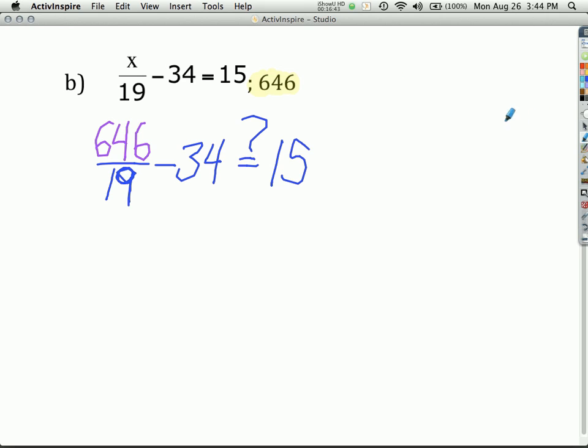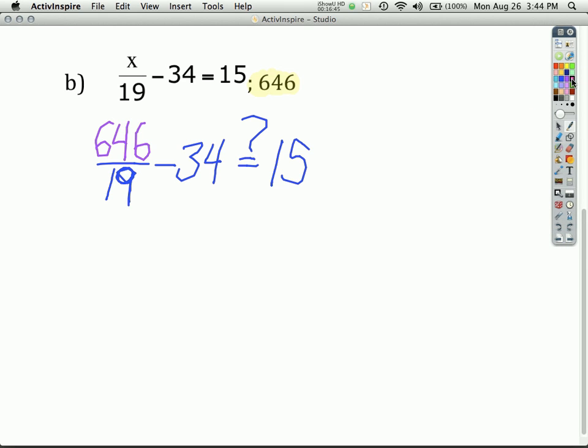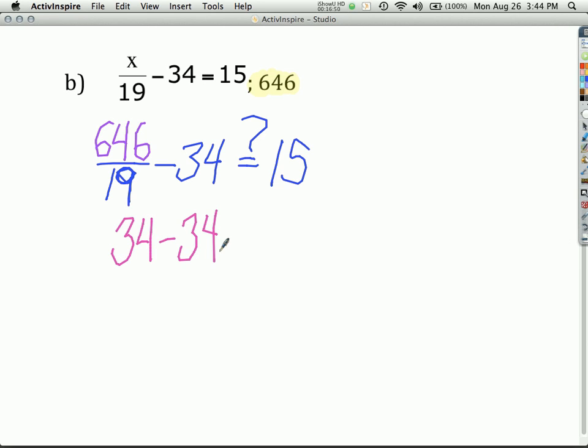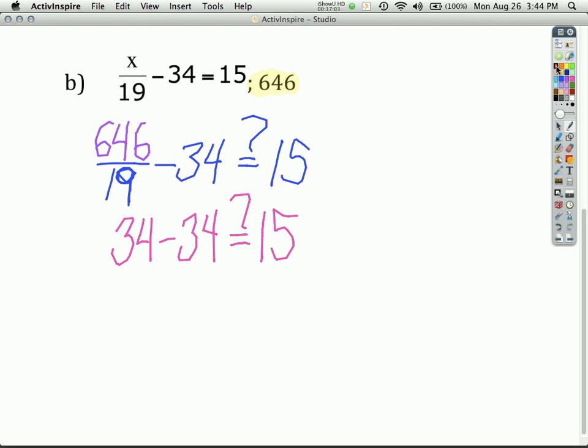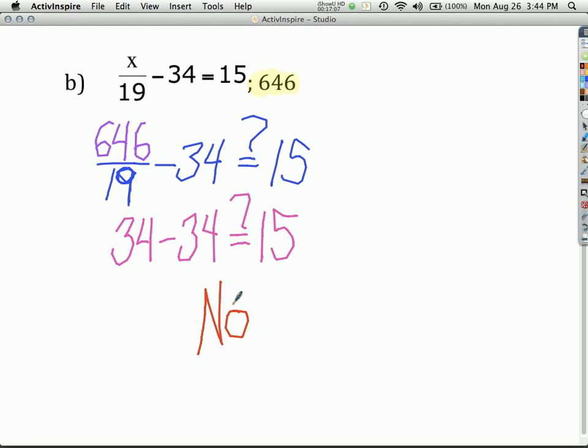So we end up with the expression 34 minus 34. Does that equal 15? And so what is your response to that? Anissa? No, they're not equal. 34 minus 34 is 0. 0 does not equal 15, so the answer is no. No, 646 is not a solution, and I just proved it right here.